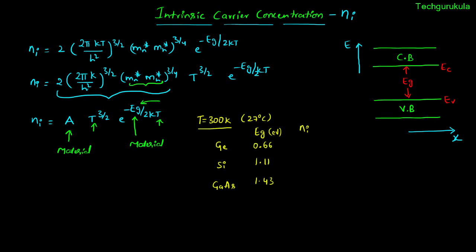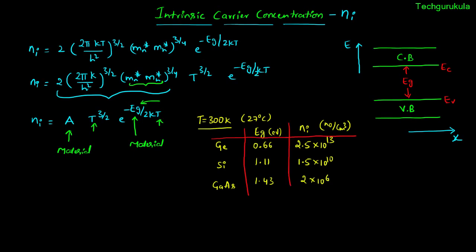And if you see the Ni value for them, for germanium, it is 2.5 times 10 to the power 13. The units are number per centimeter cube, which is number per unit volume. For silicon, this is 1.5 times 10 to the power 10. And for gallium arsenide, it is 2 times 10 to the power 6. Of course, here we're looking only at Eg, but there is a term A which also depends on material. But let's concentrate only on Eg for now. As Eg is increasing, the energy band gap is increasing, the Ni, the intrinsic carrier concentration, is decreasing rapidly at the same temperature of comparison.